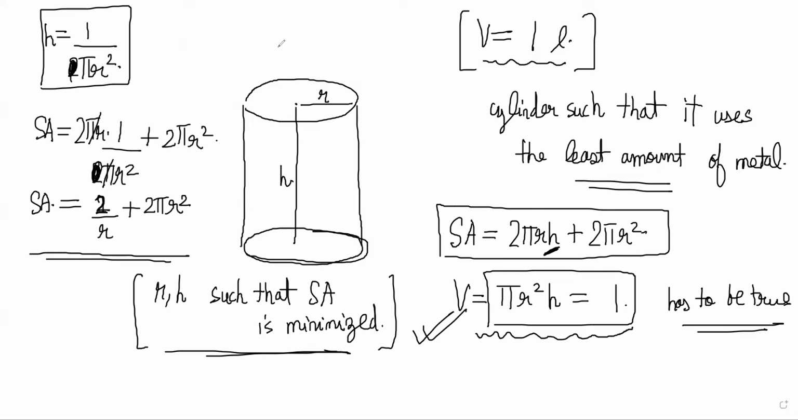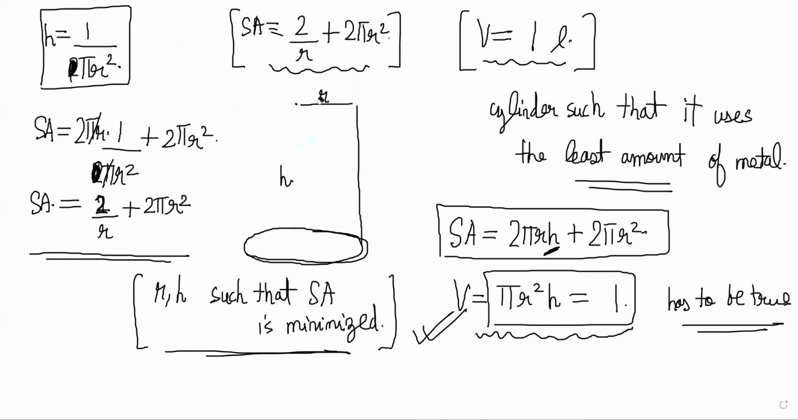So your surface area is now looking like 2 by r plus 2 pi r square, and your job is to get the minimum value of this, right? So basically you have to find the radius at which this is minimized, correct? Do you know any way to try to solve this? Anything that you can think of?